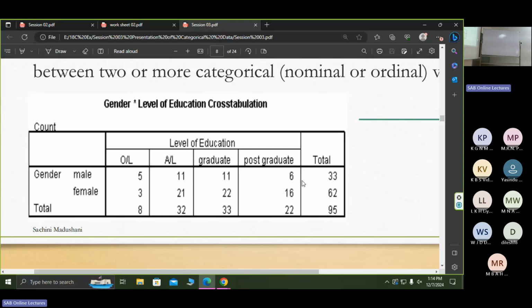Then move to the male category. There is an equal number of respondents who have completed up to the A level and the graduate level. It's clear?